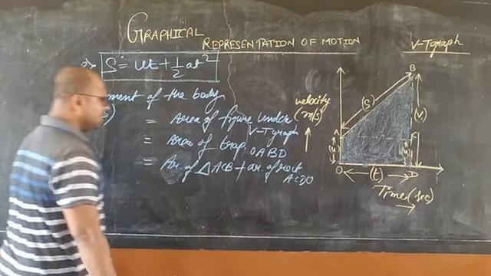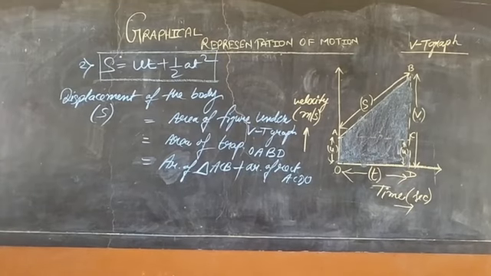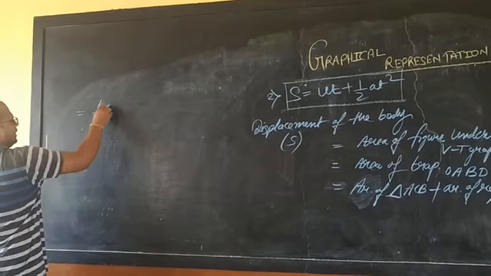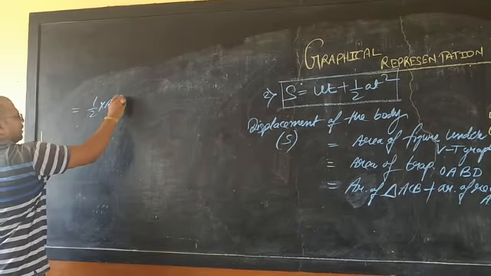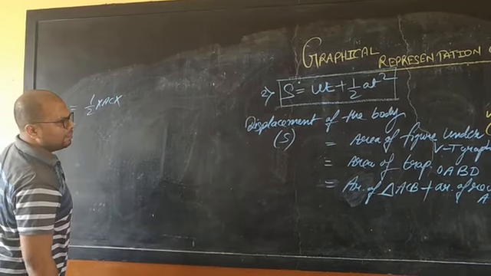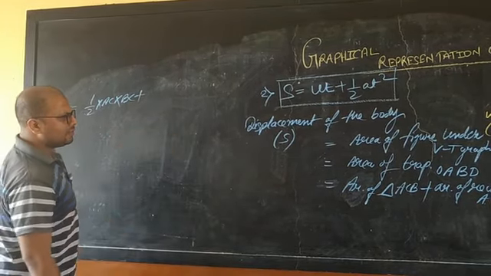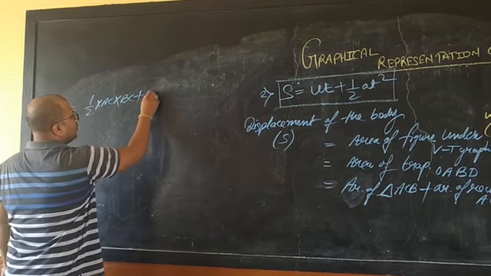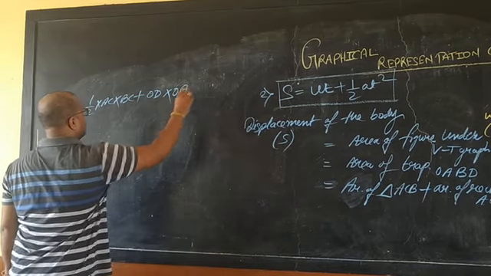ACBO. Am I clear, students? Further, the triangle's area is half into base into height. You can see half into, what is the base, students? AC. What is the height? BC. And the area of the rectangle is L into B. What is the length? OD. And what is the breadth? OA. Okay, students?